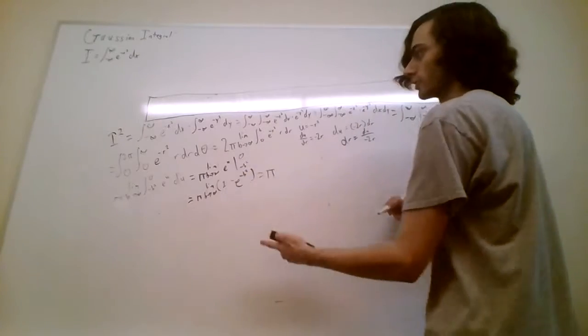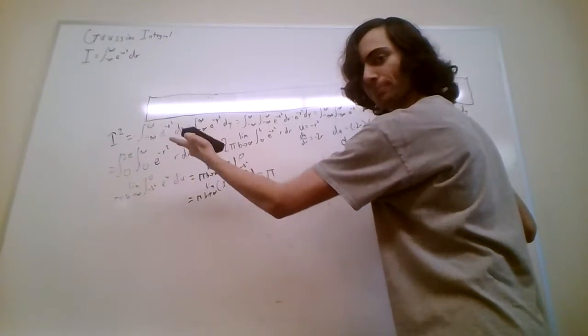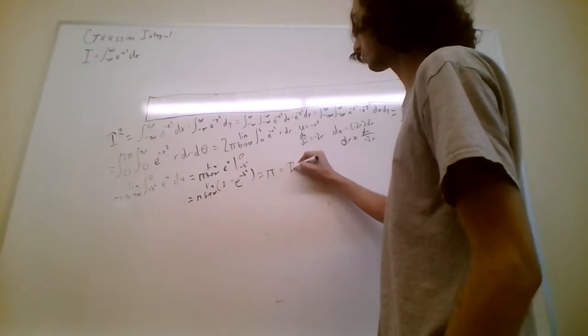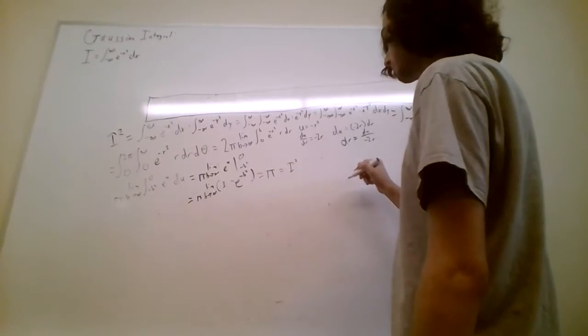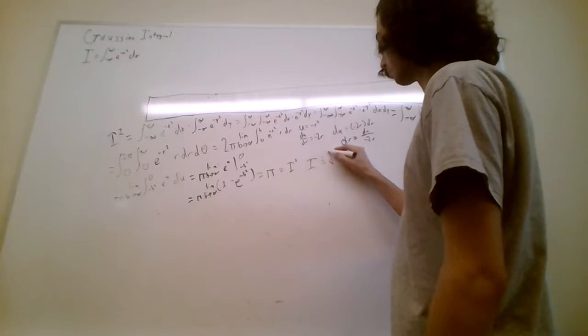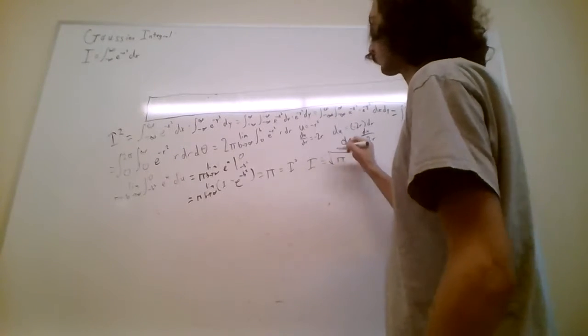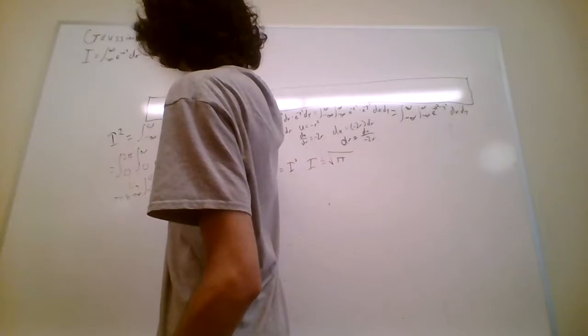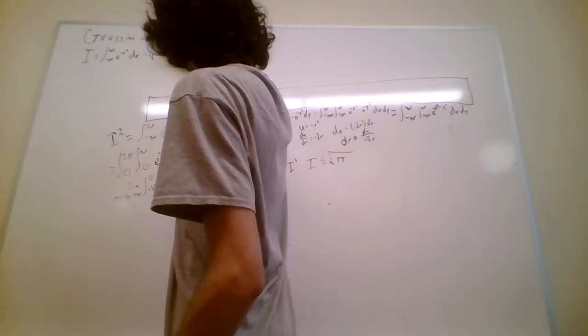We're not done yet though, because we integrated for I squared. So it's equal to I squared. So I is equal to the square root of pi. Let's write that up here for our answer. Square root of pi.